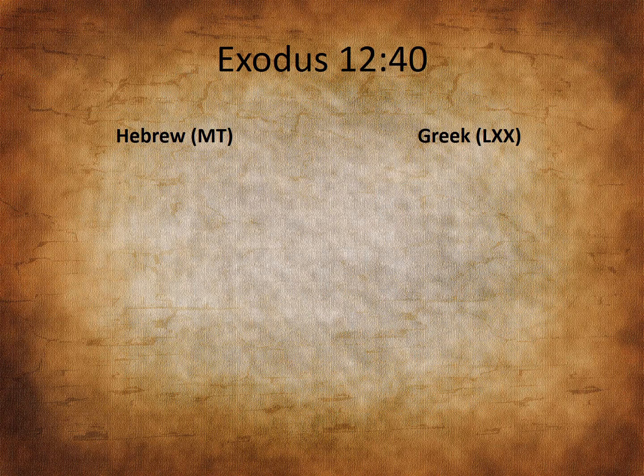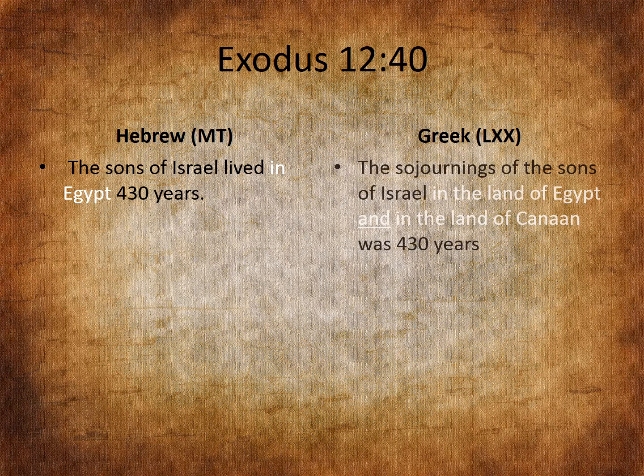We can use Exodus 12:40 to calculate the year the Israelites went down to Egypt. The problem here is that different manuscripts say different things. The Hebrew manuscript says the sons of Israel lived in Egypt 430 years. But the Greek Septuagint says the sojournings of the sons of Israel in the land of Egypt and in the land of Canaan was 430 years. It is usually calculated that half the 430 was in Egypt and half was in Canaan.